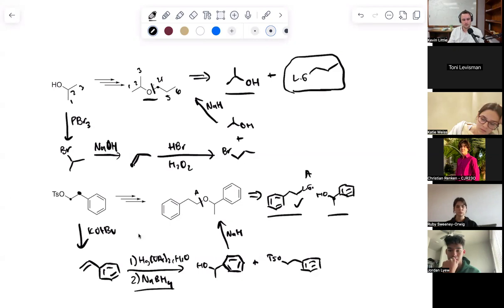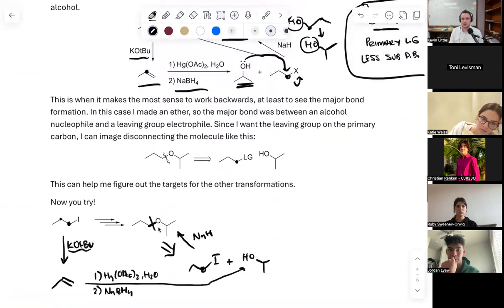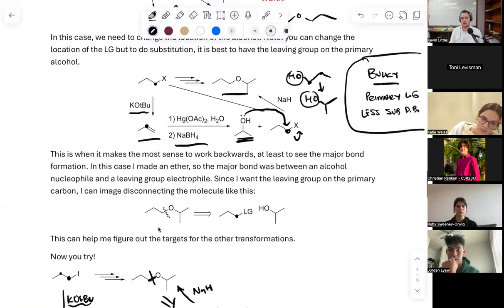So someone asked me about this first step, why we use the bulky base. It's because this is a primary leaving group. So the two times I would use a bulky base is if I'm trying to make the less substituted double bond or when my leaving group is on a primary carbon. By primary, I mean this carbon has only one other carbon attached to it, as opposed to a secondary or tertiary. So if it's primary, it wants to do substitution, so we've got to use a bulky base to do elimination.